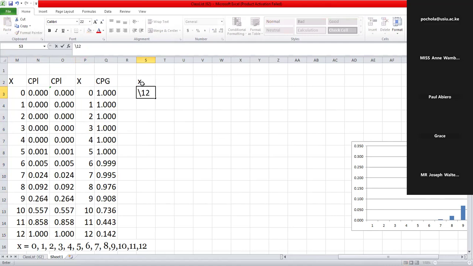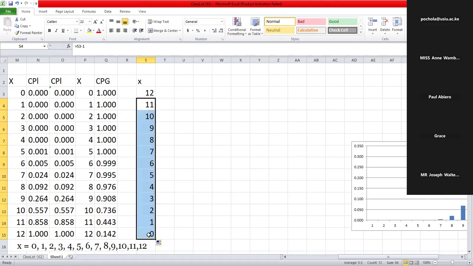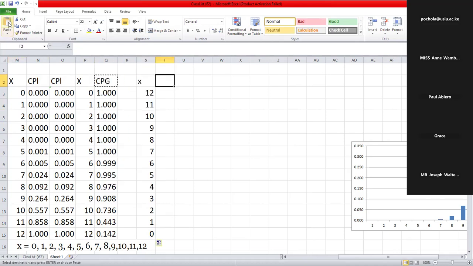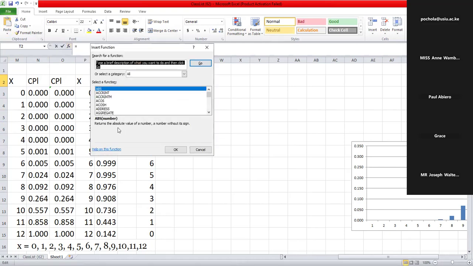Then this is 12. This is the first value of x. I take the highest one here, then I just do this, minus 1. Then I get this, using cumulative. Using fx, come here. I do this.